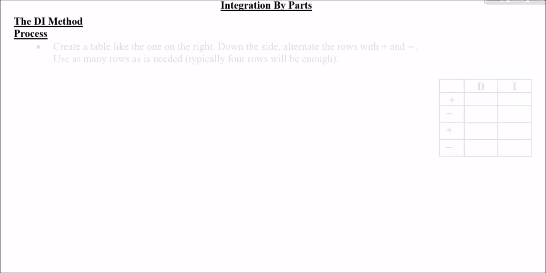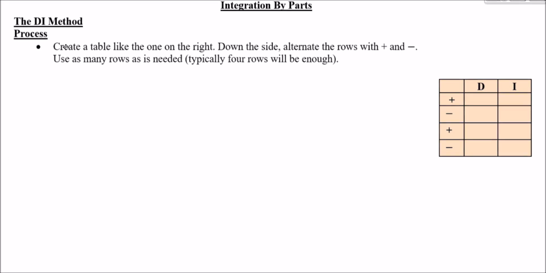So what on earth do I mean by DI method? It's a process essentially. We create a table like the one on the right, hence DI. Down the side we're going to put alternate plus, minus, and the signs here are attached, if you like. You can think of a plus relating to the D column. Use as many rows as is needed. Typically 4 rows will be enough. So plus, minus, indefinitely. I'll never see an A-level question, I don't think, where you need more than 4 rows. In fact, 3 I think is pretty much the maximum.